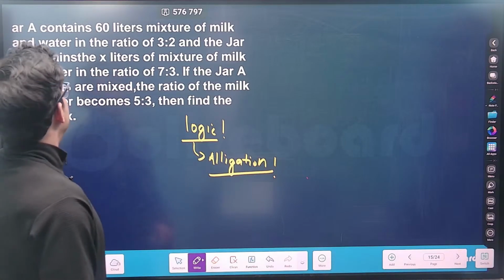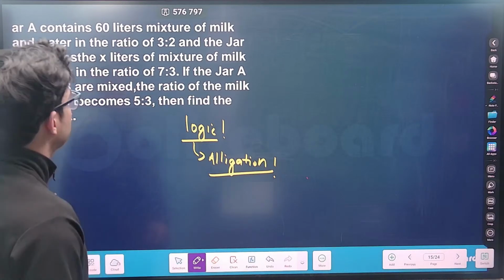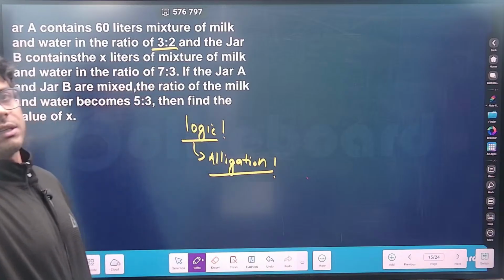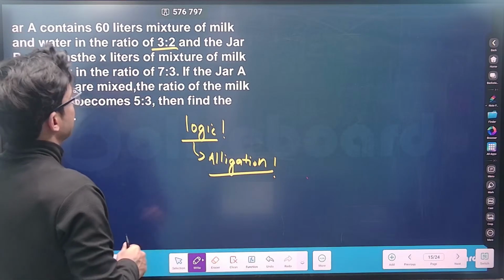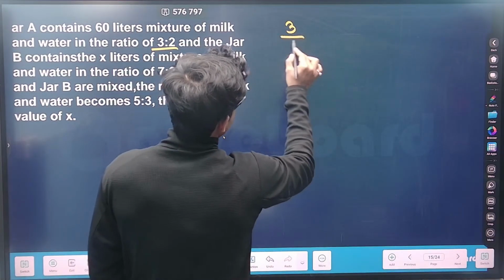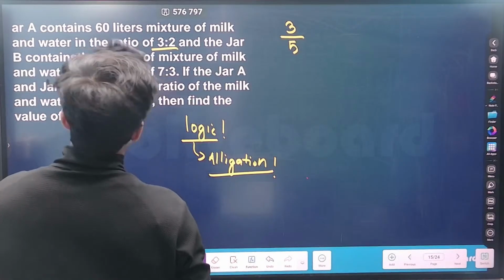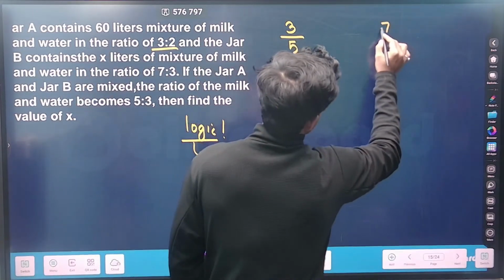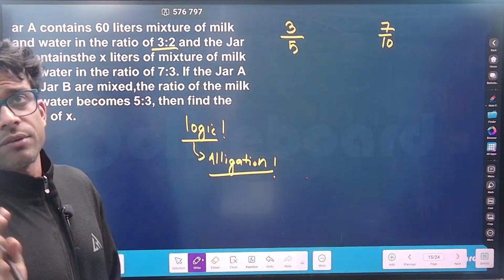Now, a jar contains 60 liters of mixture of milk and water in the ratio 3:2. First of all, just calculate what you want to calculate. If we go for only milk, how much milk is here? Can I say milk is 3/5 in the first, and jar B contains X liters of mixture of milk and water in the ratio 7:3. Then I would say this is basically 7/10. Here the milk is 7/10. I hope this makes sense to everyone.